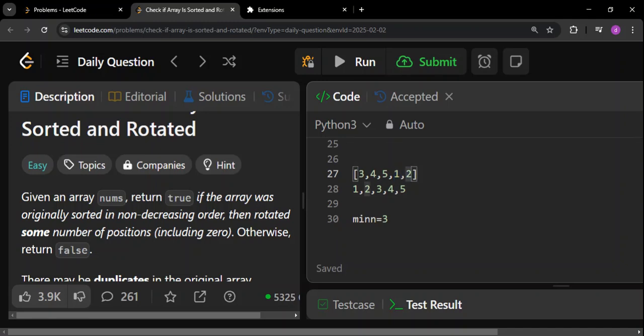Similarly, 1 and 2 and all the elements, by the way, up to the right of the peak, have to be less than or equal to 3. That is the min element. So that is something that we are going to follow now. Now how to do that? Before that, let me take you to example number 2.